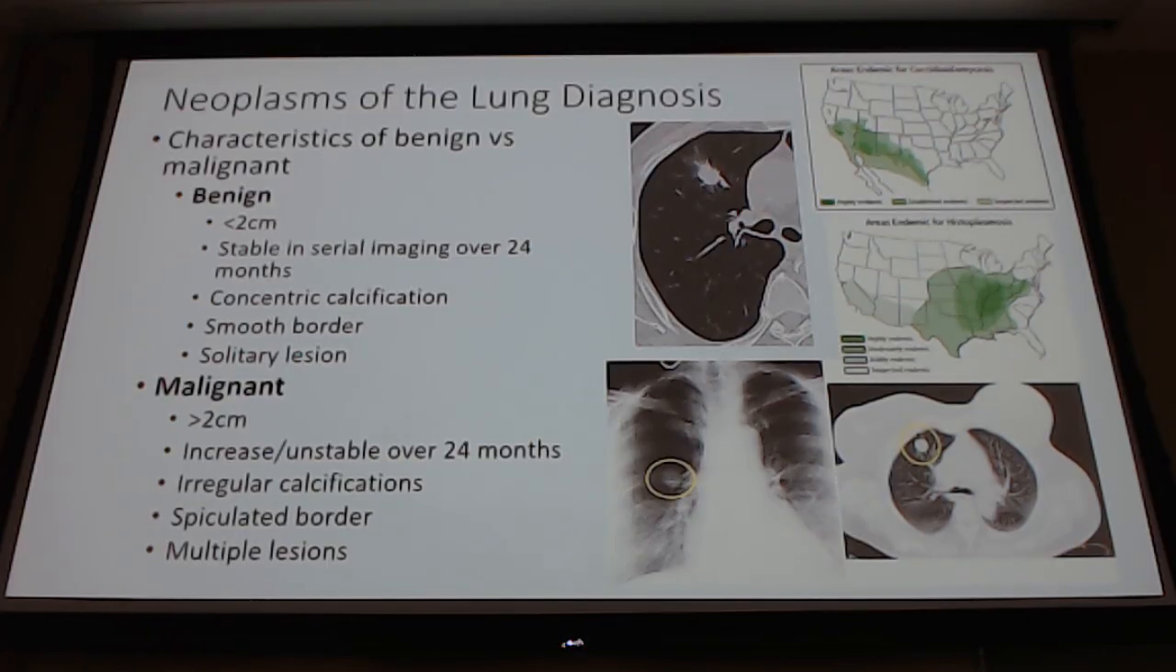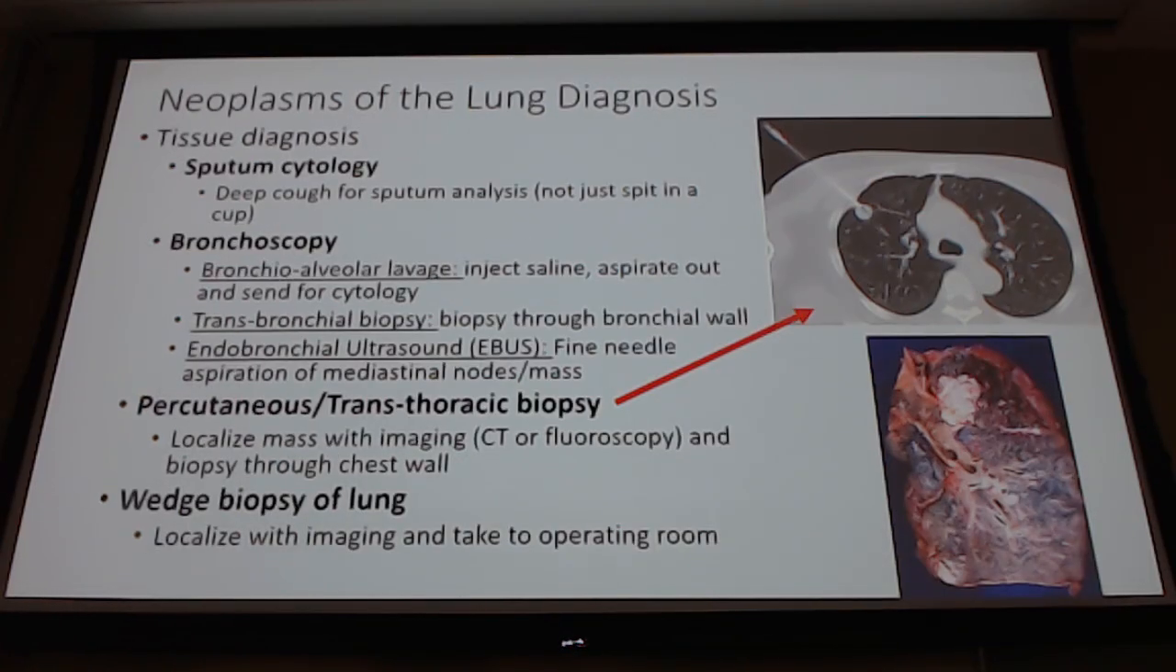But if it's greater than 2 centimeters already, or increases in size, it's becoming unstable over the next 2 years, has irregular calcifications, a spiculated, irregular border, and there's multiple of them, more than likely it's malignant, and they need to go see an oncologist. Okay? So those are very easy things to remember: it's less than 2 centimeters, very smooth, stable, hasn't gotten any bigger in 2 years, we can watch it, but most likely it's benign. If it's not that, then you need to do more.